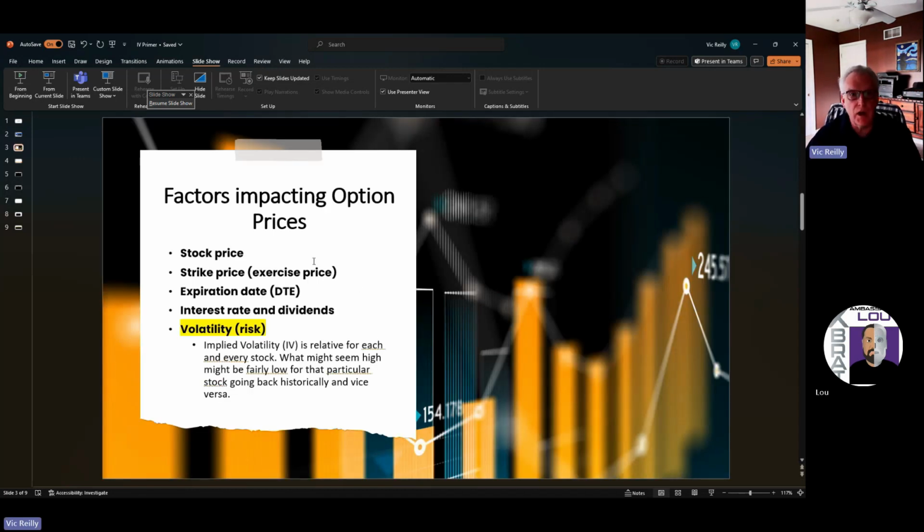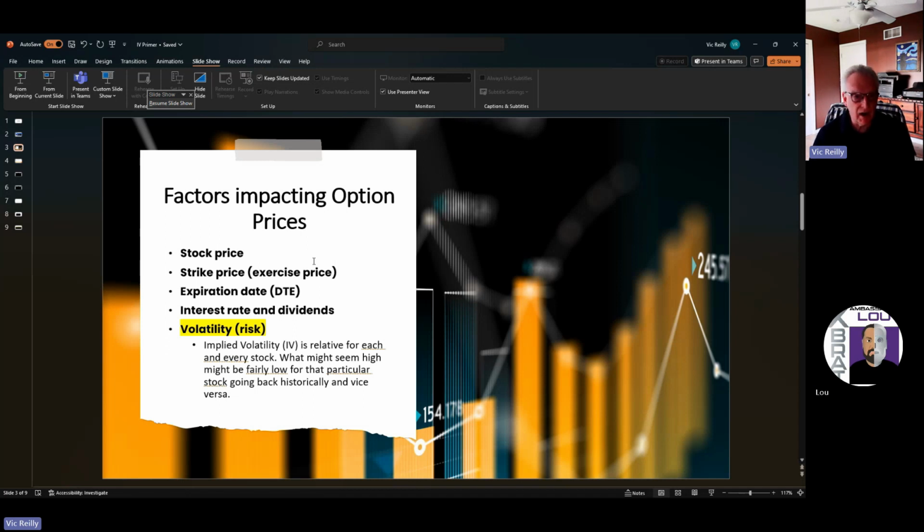So if you're new to options, or even if you've been an options trader, everyone knows that the factors impacting the prices of these options are pretty much these 5 items: the current stock price, the exercise price, or the strike price, as they call it, the expiration date, otherwise known as days till expiration. There are factors of interest rate and dividends that come into play. And then what this training session today will be about is the volatility, also known as risk.